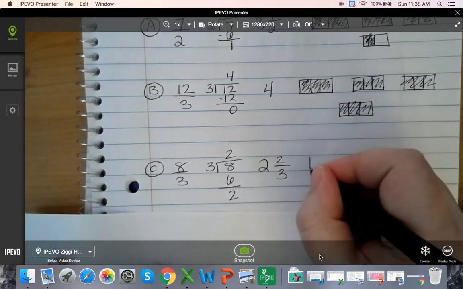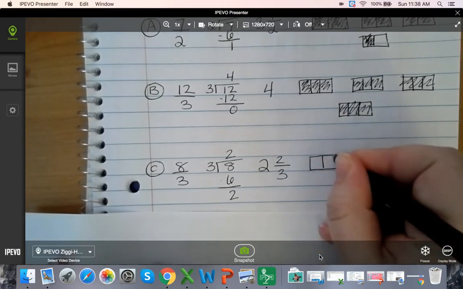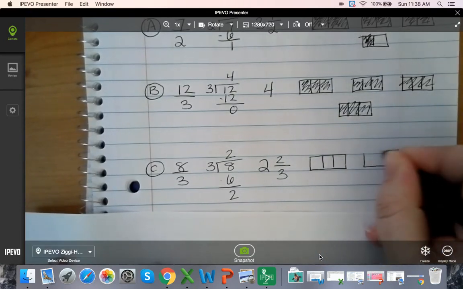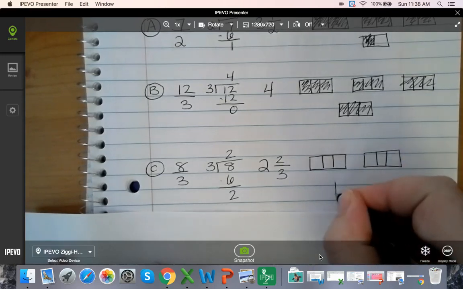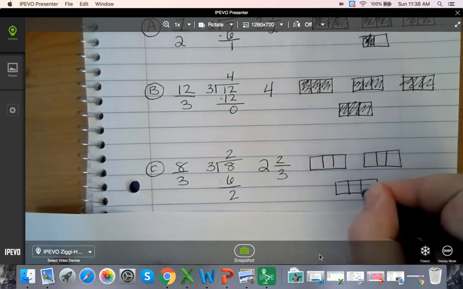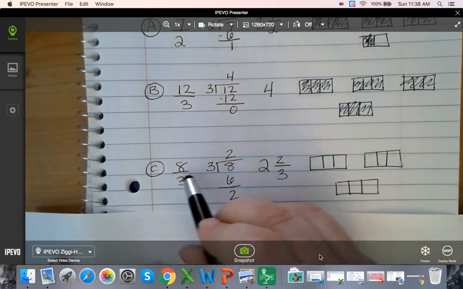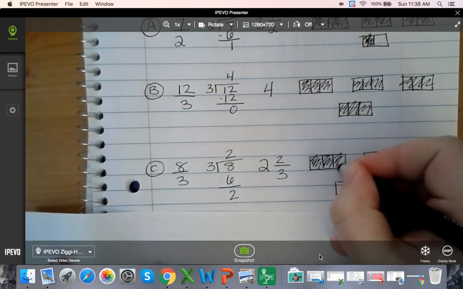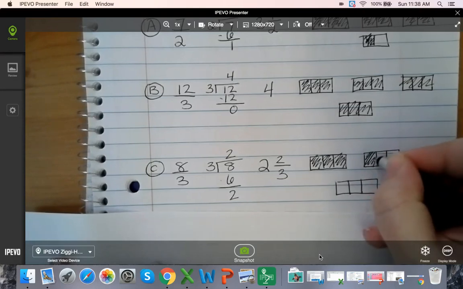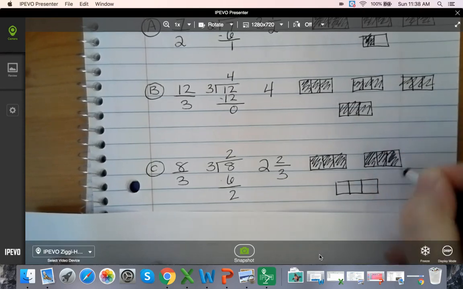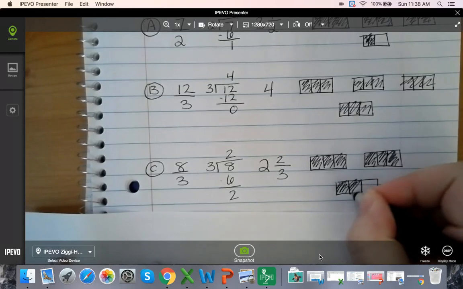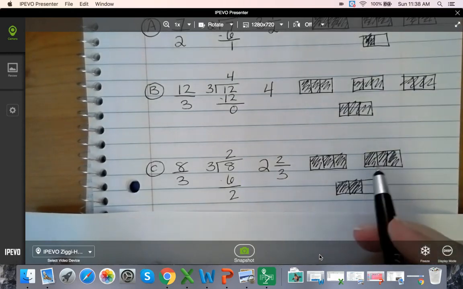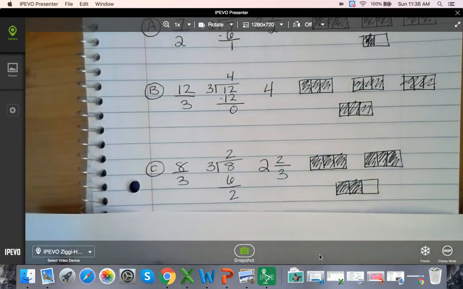So I once again have to draw my picture and break it into thirds. All right, and then I need to color in 8. So there's 1, 2, 3, 4, 5, 6, 7, and 8. So I have 2 that are completely filled in and 2 thirds left over.